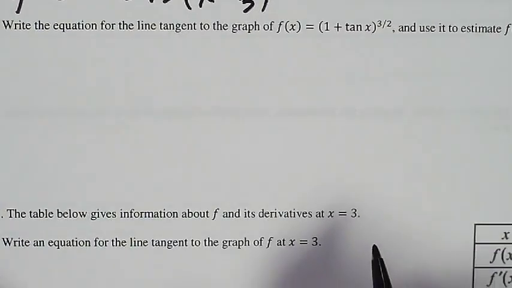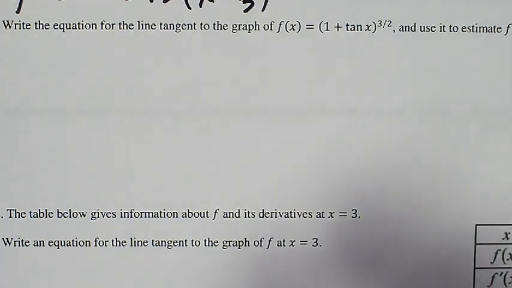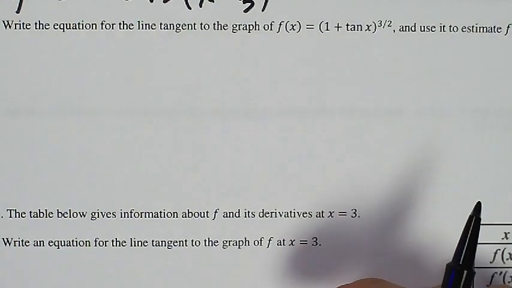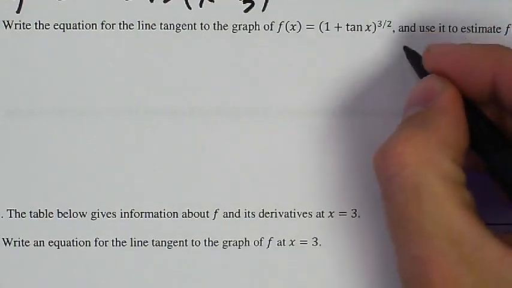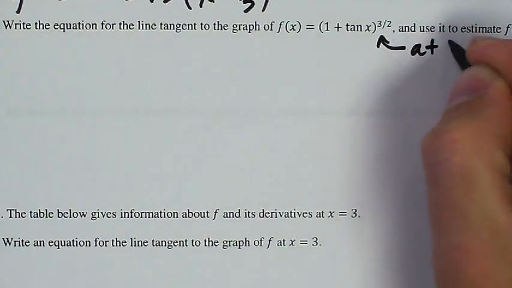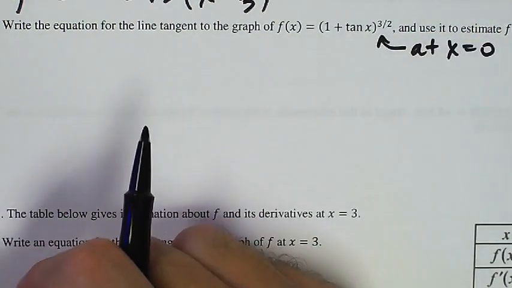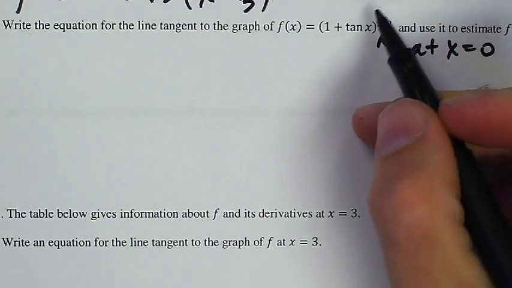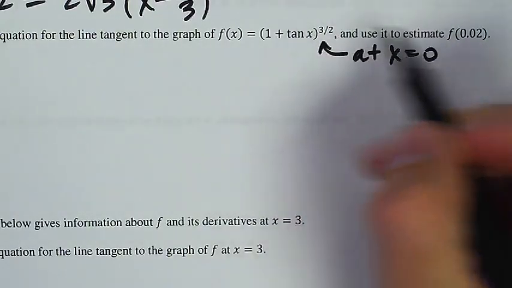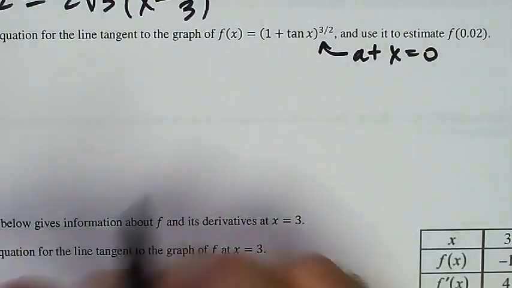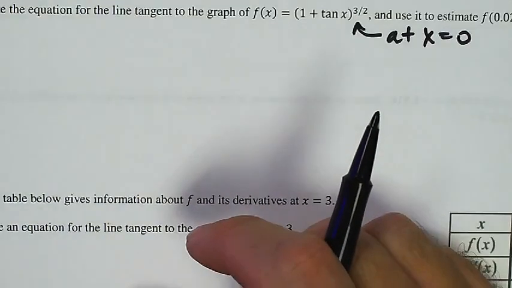All right. Write the equation for the line tangent to the graph of f of x equals 1 plus tangent x to the 3/2. Okay. Use it to estimate f of 0.02. I'm just going to assume that this means at x equals 0. Right. I think that would make sense. We can compute f of 0 pretty easily. That's very near 0, so I think I just meant to type that in.